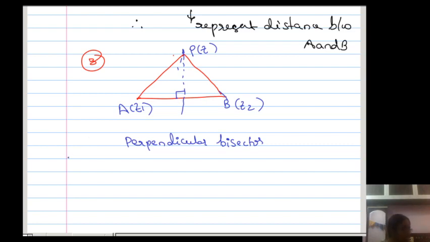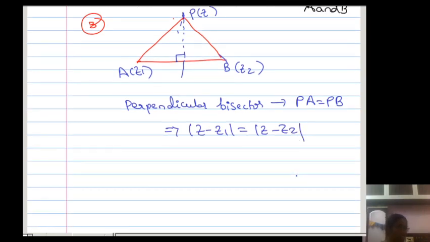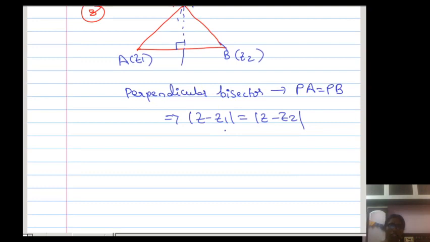So what I am saying here, P of Z is any point. It satisfies the relation: perpendicular bisector means PA is equal to PB. What are PA and PB? P means Z, PA means Z1. So I can say mod Z minus Z1 is equal to mod Z minus Z2. From this, what does it represent? It represents the equation of the perpendicular bisector of the line segment joining the points A and B. So this is what the perpendicular bisector of AB represents.